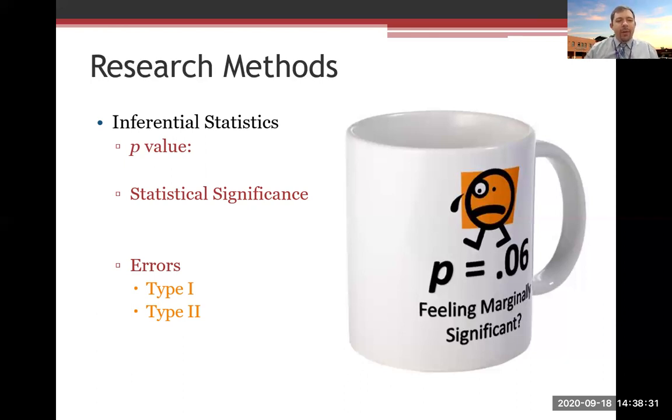So if a p-value ends up at 0.05 or lower, what you're saying is there is a 5% chance that the results in my study were just due to random events of chance. And there's a 95% chance that the independent variable was the influencing factor on the change in the dependent variable. So that's what statistical significance is always referring to.